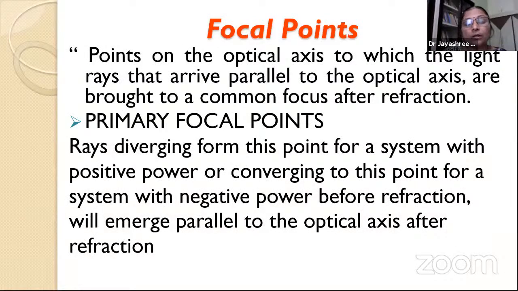The first one is the focal point. What are focal points? These are the points which lie on the optical axis. What are the basic features? The light rays coming towards the optical axis, as I already told you from left to right, that arrive parallel to the optical axis should be brought to a common focus after refraction. And hence naturally these are the focal points.